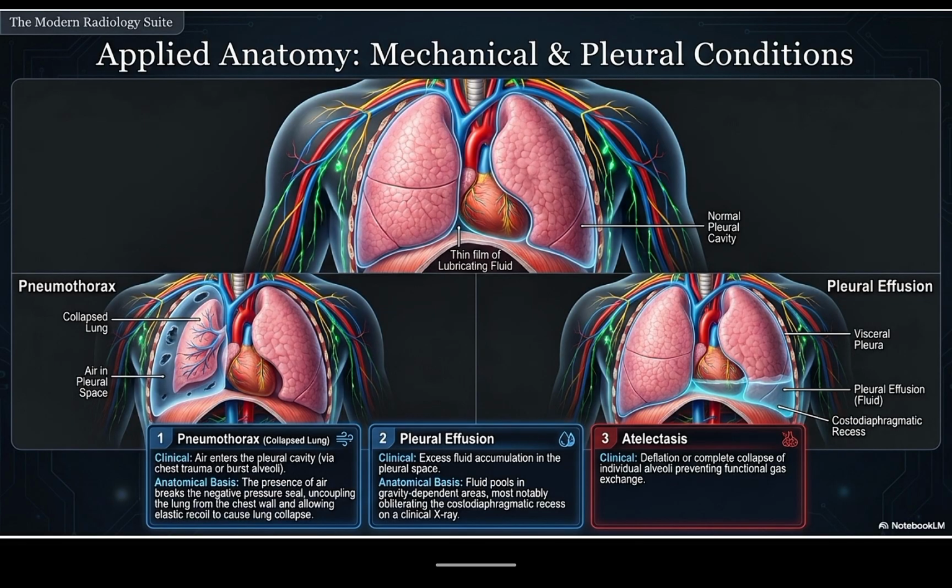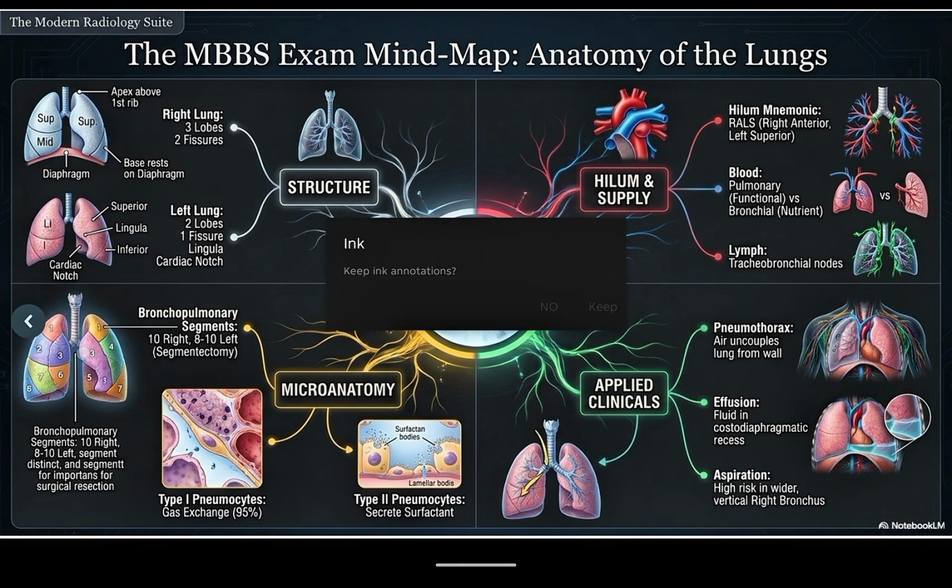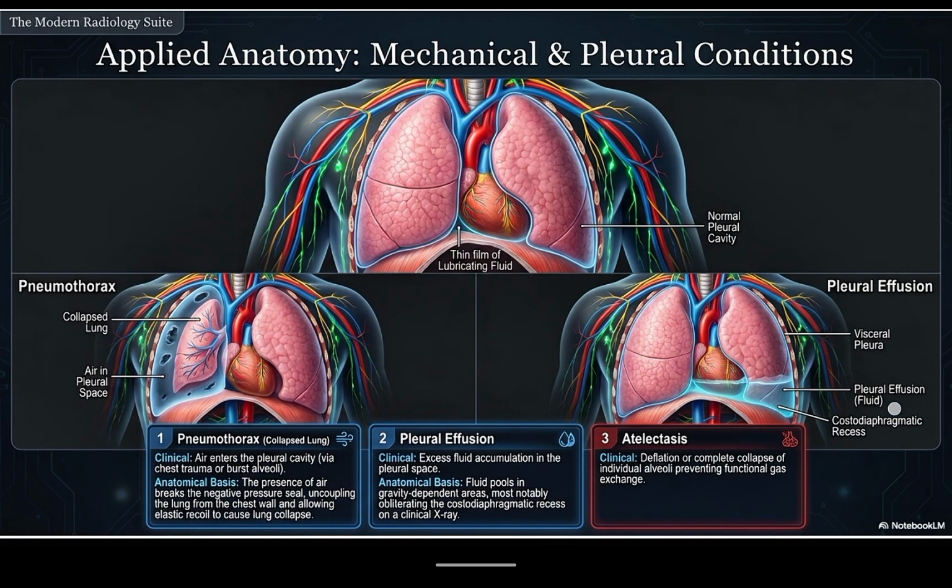So let's talk about the applied anatomy. In the applied anatomy, we have pneumothorax and pleural effusion. What is pneumothorax? Pneumothorax is when there is air in the pleural cavity. Remember, the pleural cavity is the space between the parietal pleura and the visceral pleura. So when there is air in that region, we now call it pneumothorax.